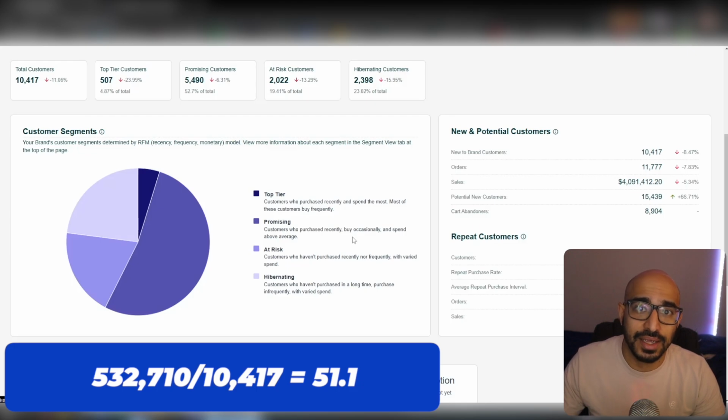So going back to this dashboard, we have total ad spend, $532,710 divided by the total number of customers, which is 10,417. Okay, which gives us $51.10. Okay, what this means is I have to spend $51 on average to acquire one new customer.